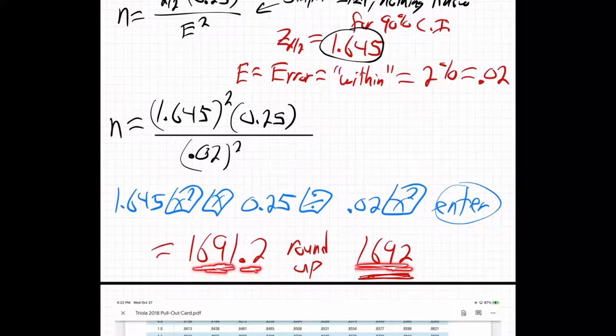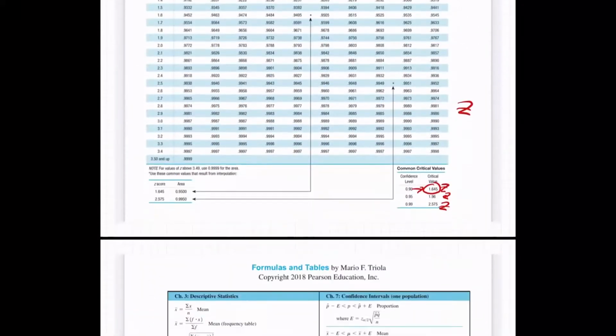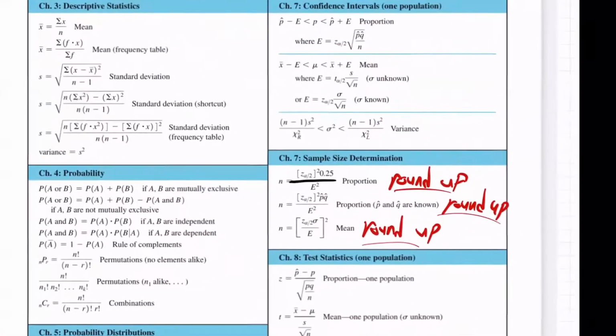More is always better. So for sample size problems, I would put it right in the note card: always round up, always round up. That's the only time we do that in statistics. Only here, never again. Only on sample size.